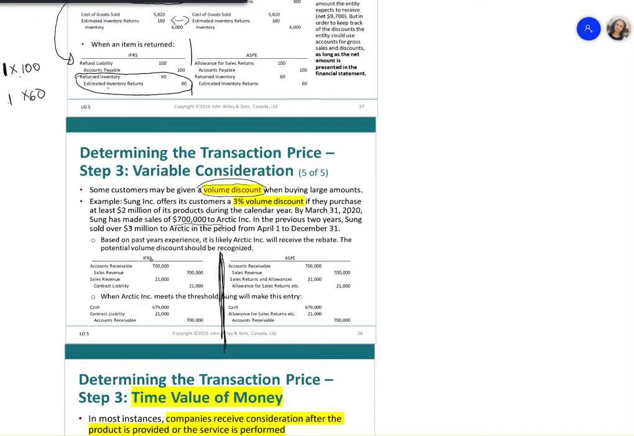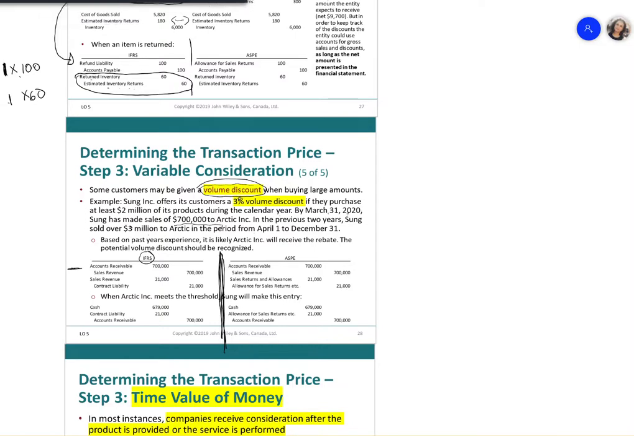Now in this case, under IFRS, we made a sale. When did we make a sale? We made a sale on March 31st. The sale is for 700,000. They didn't tell us if it was a cash sale or a credit sale, so we record it as a credit sale: debit accounts receivable, credit sales revenue.